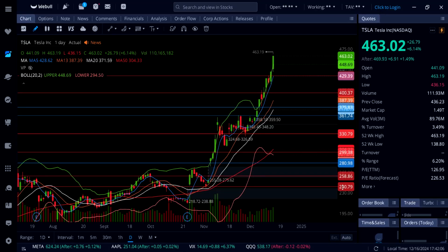On Tesla stock, it's up 6.14%, and that was not enough. Well, it had to go up even more right after closing. Now it's up another $7, 1.5%. So Tesla is at an extreme. This thing is extremely, extremely overbought.